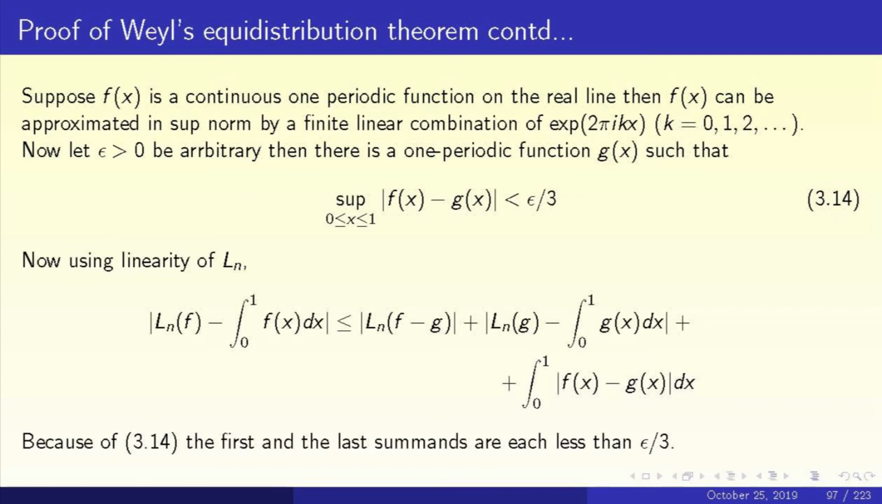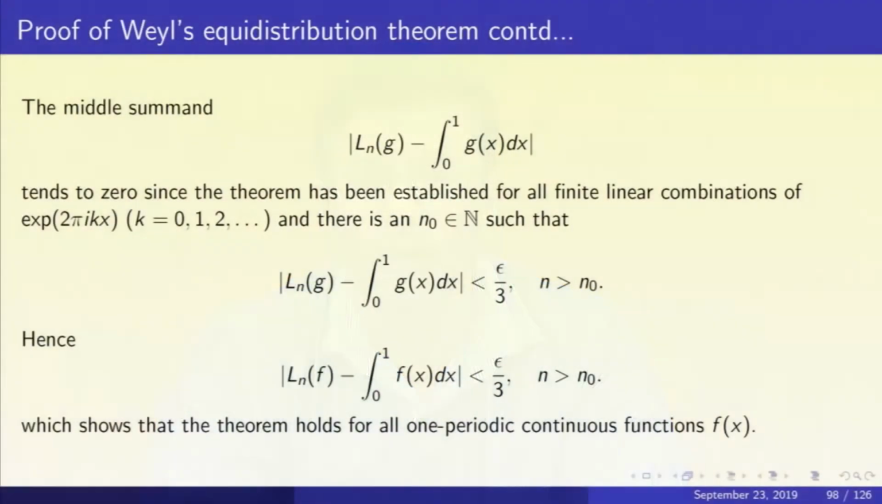Now from 3.14, the last piece is less than epsilon by 3 because integral 0 to 1 mod f x minus g x is less than epsilon by 3. And the first piece is also going to be less than epsilon by 3 because when I evaluate f and g on the points j alpha and I add them up and take an average, it's again going to be less than epsilon by 3. So the first and the last summands are both less than epsilon by 3. What about the middle one? Remember that we have proved the theorem for trigonometric polynomials, and g is a trigonometric polynomial. And so the middle one will also be less than epsilon by 3 when n is sufficiently large.